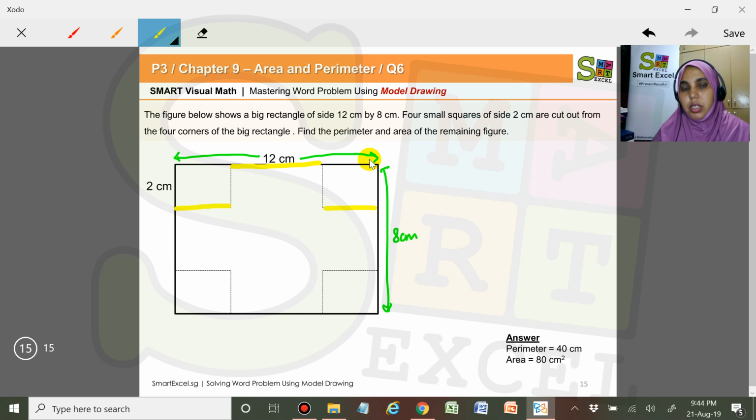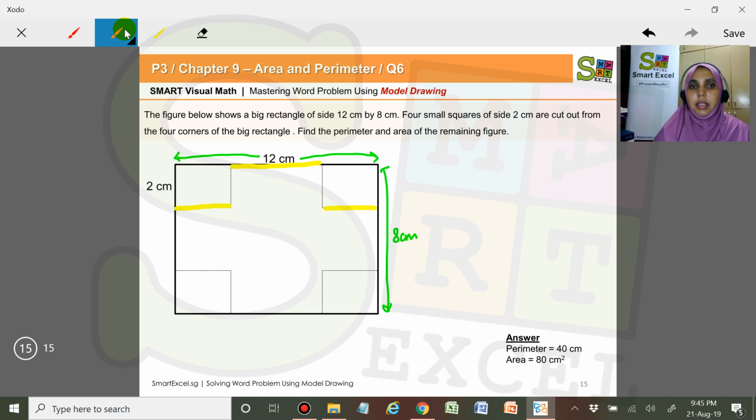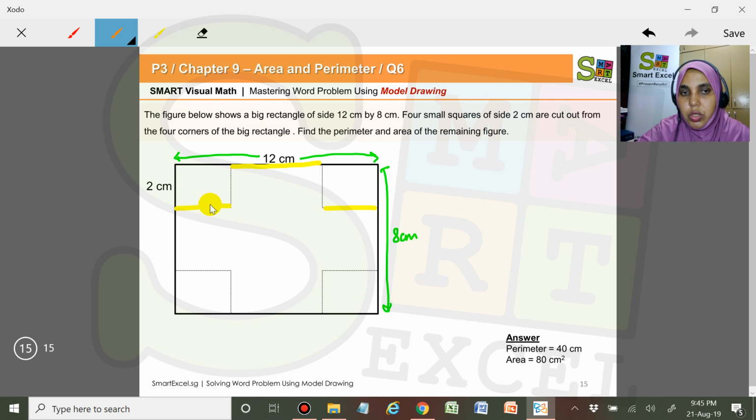When we add these three yellow lines together, this line, this line, this line, can you imagine that if we put this up front, and this up front, it will give us one straight line of 12 cm. So these three lines here are the one side, and there are another three lines here, 1 2 3. This is the first perimeter.